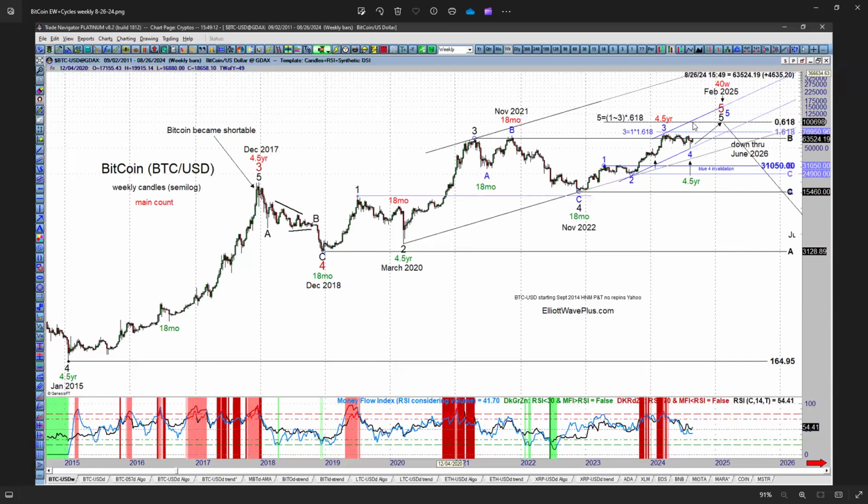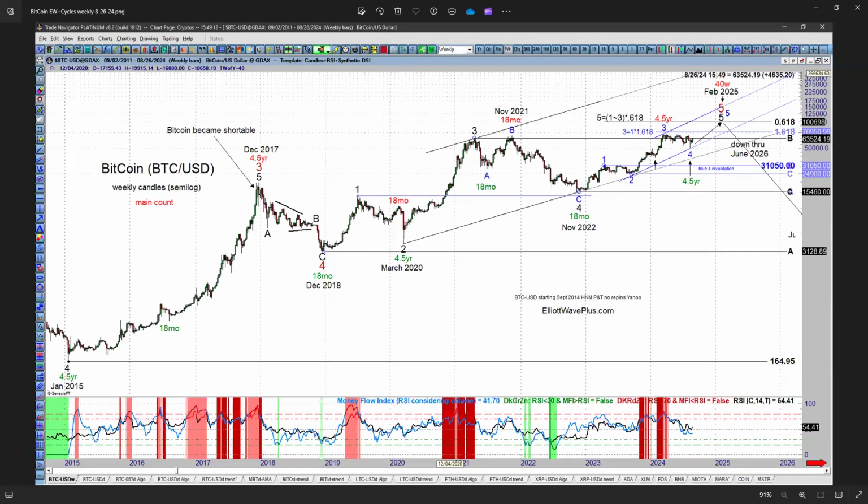If the 5th wave up in Bitcoin is going to be normal, then it would be 0.618 times the net traveled of waves 1 through 3. And that target is at 100,698. So yes, I think Bitcoin is going to move next up into approximately February of next year, up to 100,700.